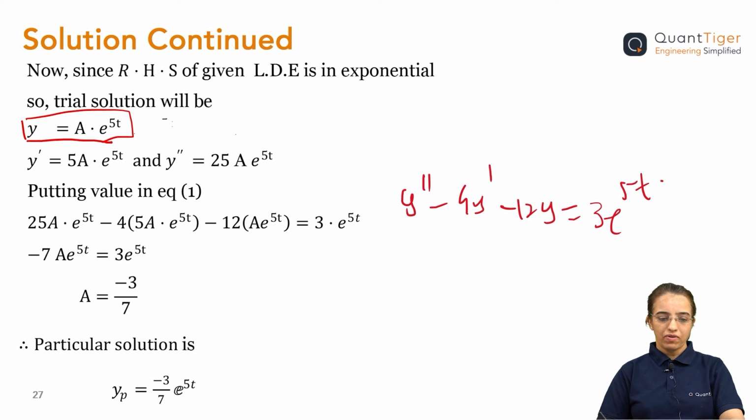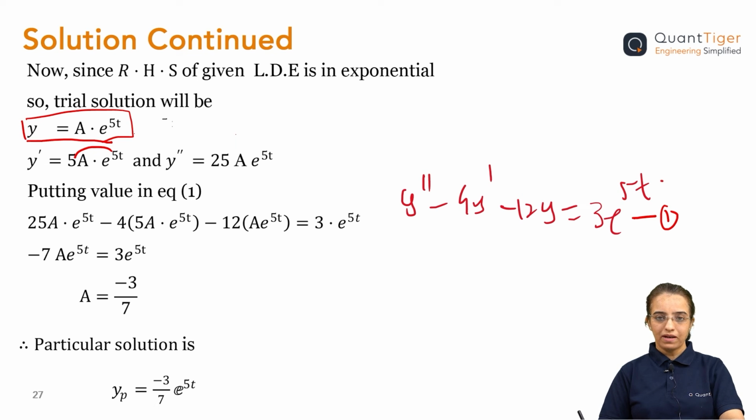Now we have to find y dash. It's simply a single differentiation of this, which is 5A into e to the power 5t. Then a double differentiation, which I have done here: e to the power 5t, and this 5 will again get multiplied, so it becomes 25A into e to the power 5t. Whatever values I have received for y dash and y double dash, I have to put in equation 1. This is equation 1 for your reference, which I have written over here.